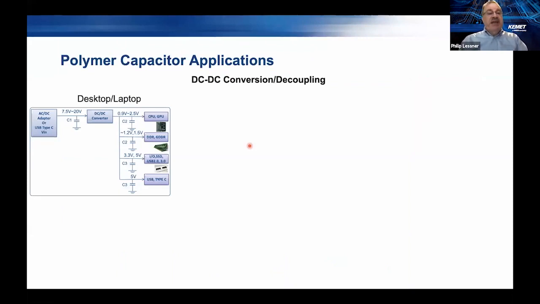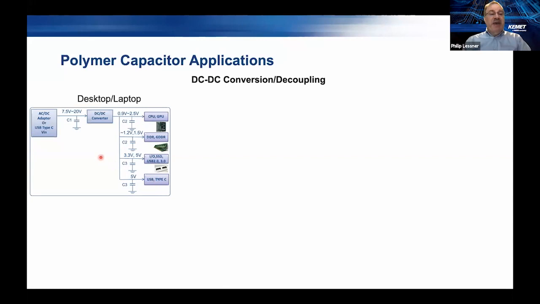Let's look at some applications of polymer capacitors. So traditionally, really the first applications of polymer capacitors were DC-DC converter filtering and also decoupling, and polymers started out their use in desktop and laptop computers, as input and output and decoupling capacitors for DC-DC converters, supporting everything from decoupling around the CPU and GPU to memory, I/O, and USB decoupling.